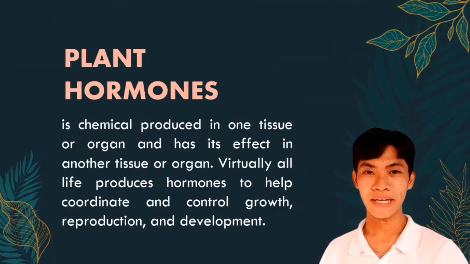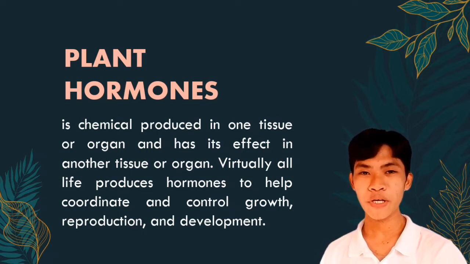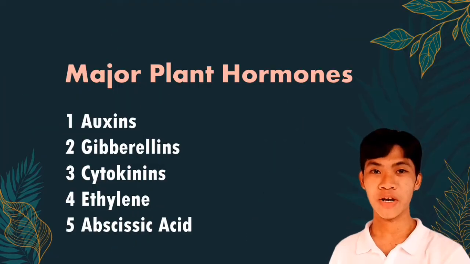A plant hormone is a chemical produced in one tissue or organ and has its effect in another tissue or organ. Virtually all life produces hormones to help coordinate and control growth, reproduction, and development. Therefore, these organic substances are highly valuable in a plant in order to thrive and survive. And there are five major hormones present in a plant, namely the auxin, gibberellin, cytokinins, ethylene, and abscisic acid.